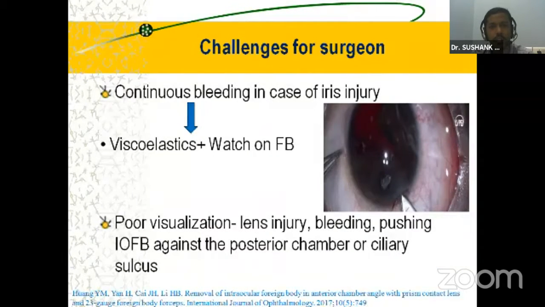Then continuous bleeding can occur in cases of iris injury after removal of the foreign body. In those cases, viscoelastic will help. Just take care not to wash the anterior chamber with the Simcoe or hydro when the foreign body is inside. Otherwise, it may get lost. You have to keep a watch on the foreign body. And then poor visualization, lens injury, bleeding and pushing the IOFB against the posterior chamber or ciliary sulcus may happen.